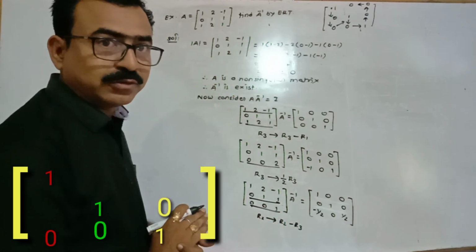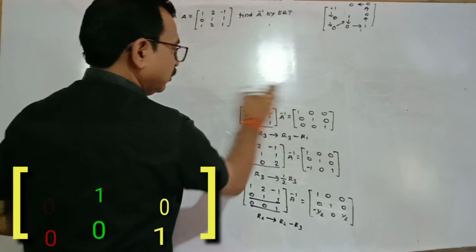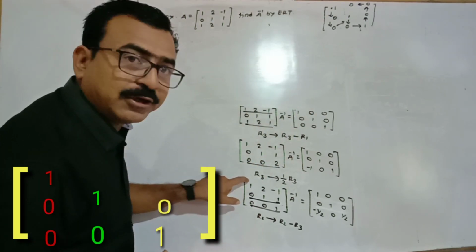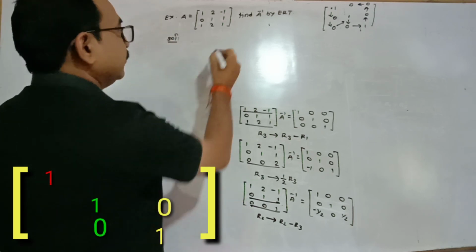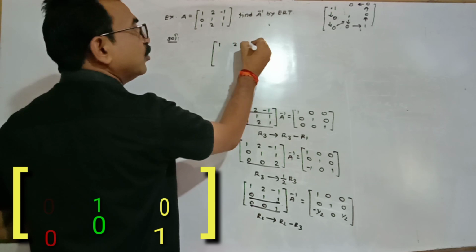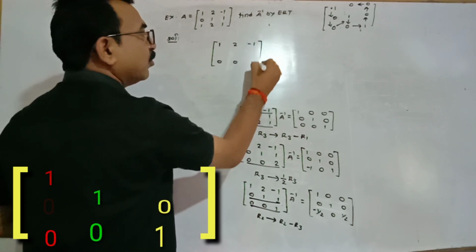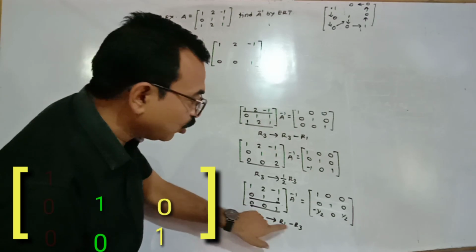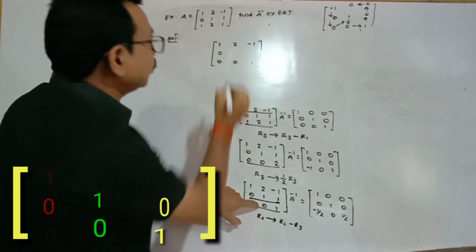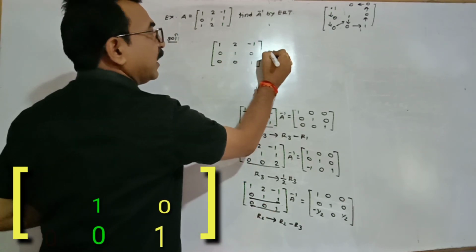Perform this operation. Now this row 2 changes, because of that write down row 1 and row 3 as they are. Row 1 means 1, 2, minus 1. Row 3 means 0, 0, 1. Now perform this operation, row 2 minus row 3. 0 minus 0 means 0. 1 minus 0 means 1. 1 minus 1 means 0. A inverse as it is.